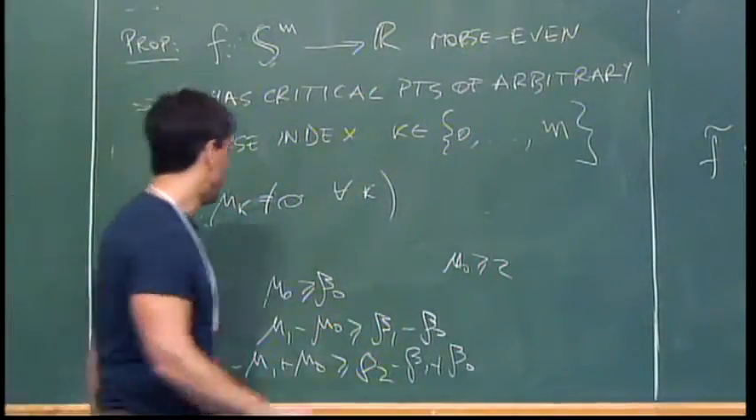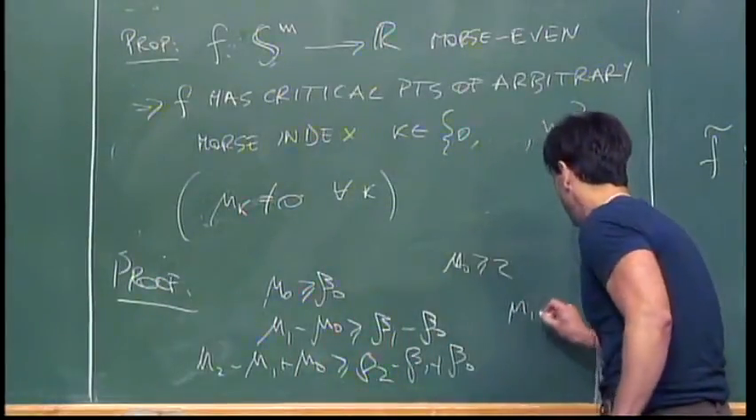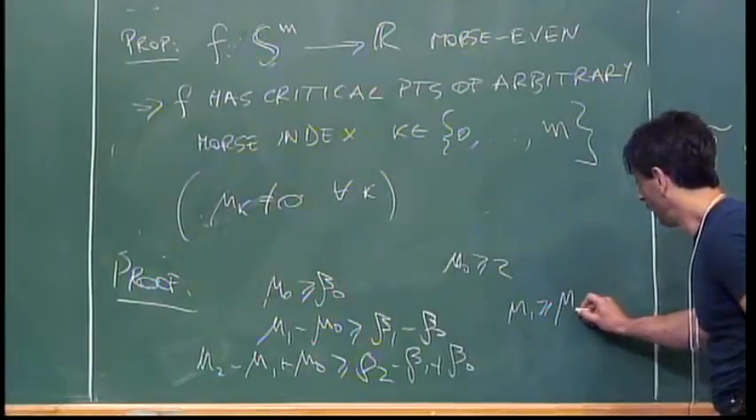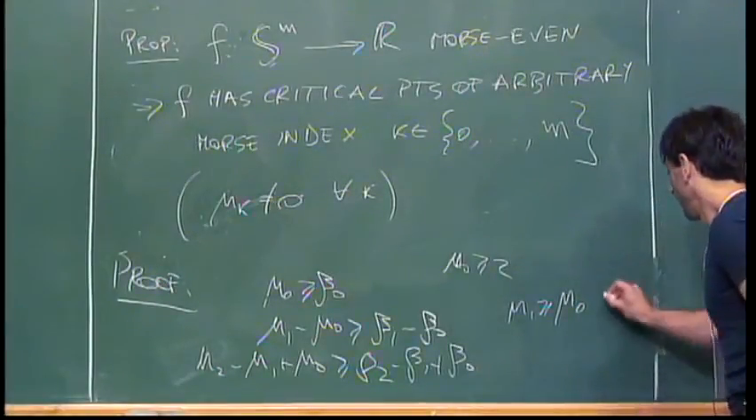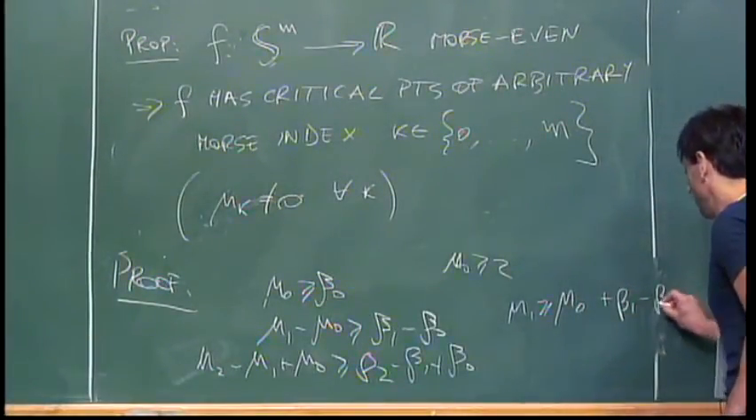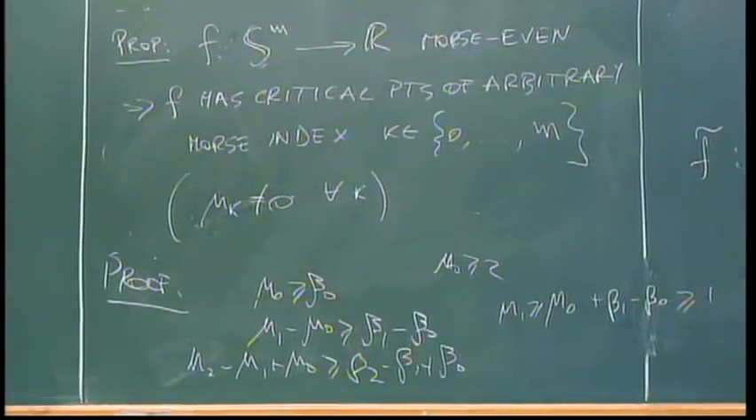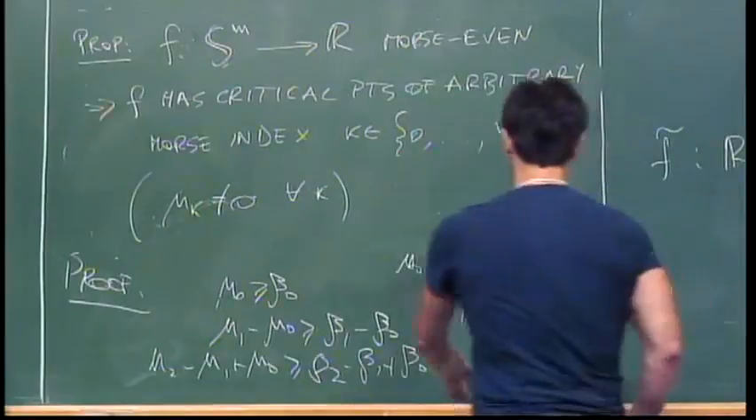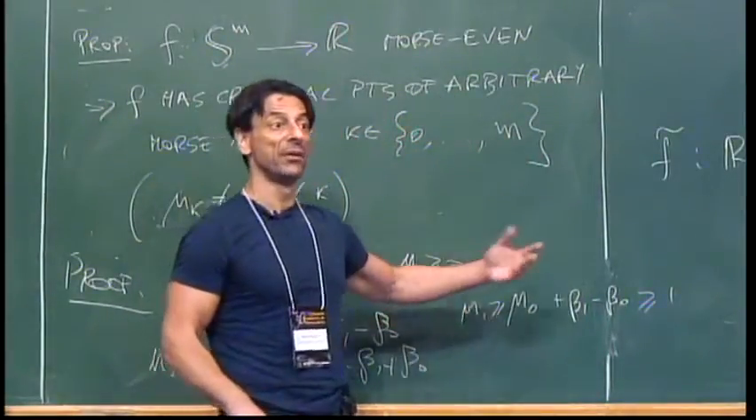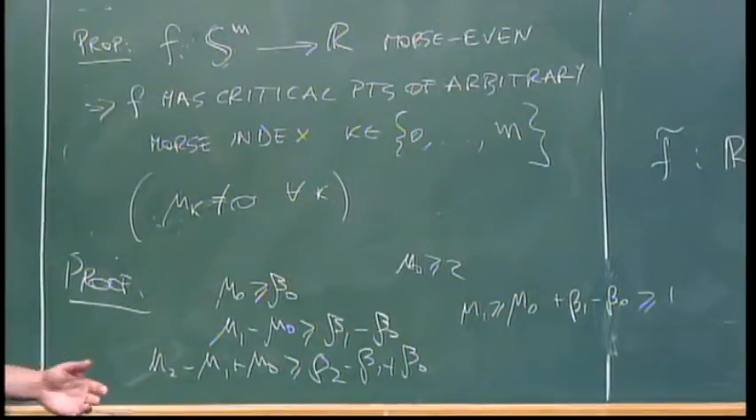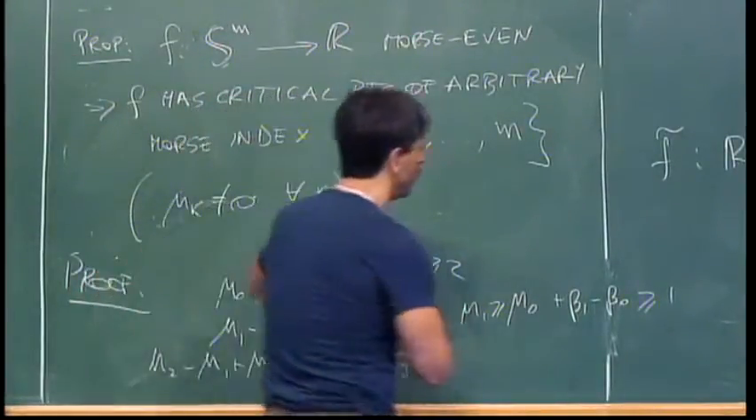And then from this you get that mu 1 is greater than or equal to mu 0 plus beta 1 minus beta 0. So this is greater than or equal to 2 plus 0 minus 1. That's 1. Right? And so this is an even number, so in fact it must be greater than or equal to 2, and then you keep doing this and you prove this. Okay? Very good.